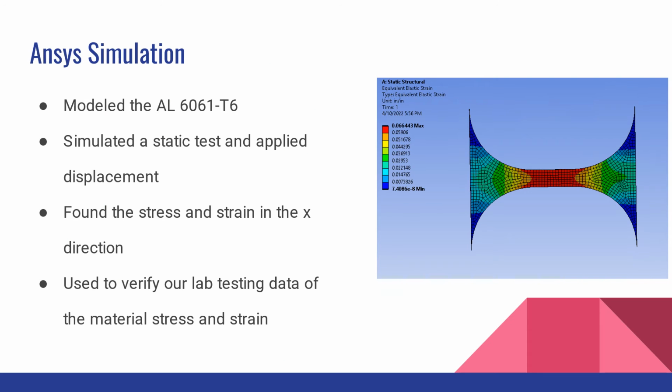Within the ANSYS software, we modeled the aluminum 6061-T6 specimen using a static analysis. We applied a variant displacement in order to simulate the testing that is done in the lab. From the simulation, we found the stress and strain in the direction of the pull. We used this simulation to verify our lab testing data of the material load and displacement recorded by the Admet machine.